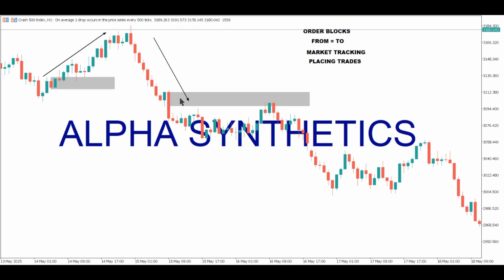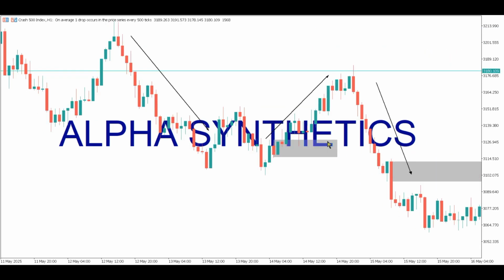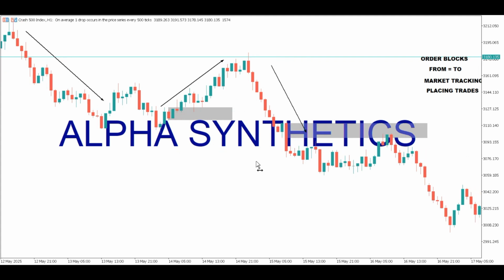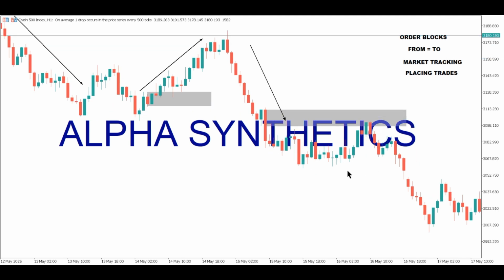So we understand order blocks. If you're going to place buys in an uptrend, you're going to look for the red candle within the green candles. And if you are placing sells, you are going to look for the green candle within the red candles. That is going to be the order block zones.